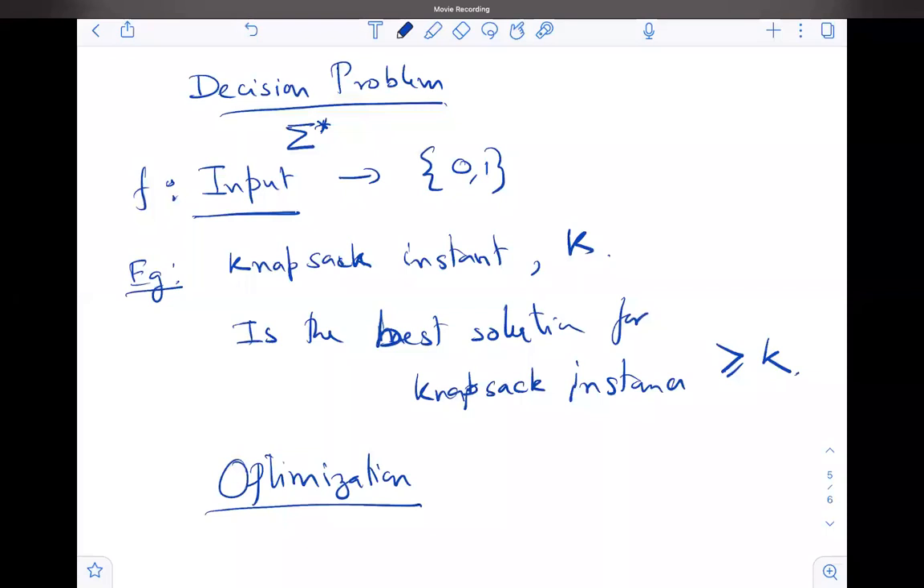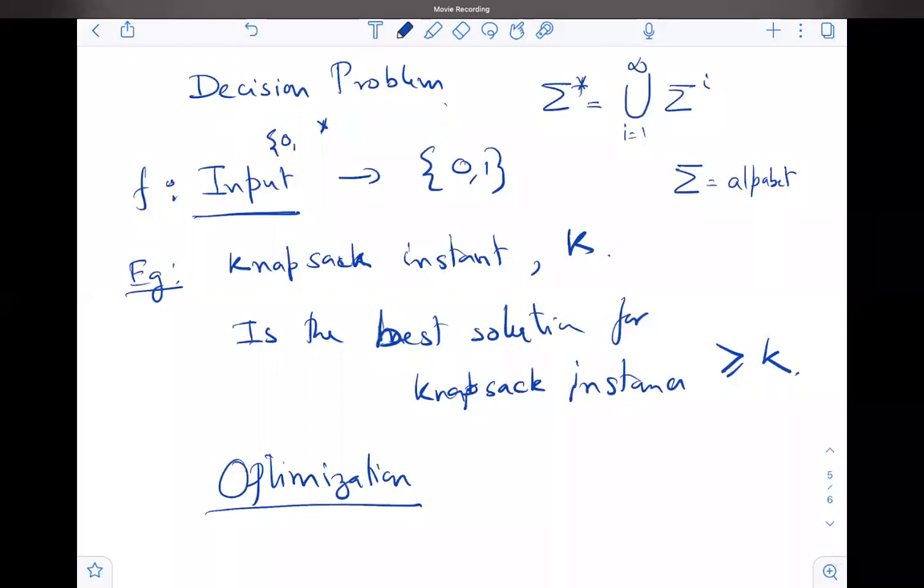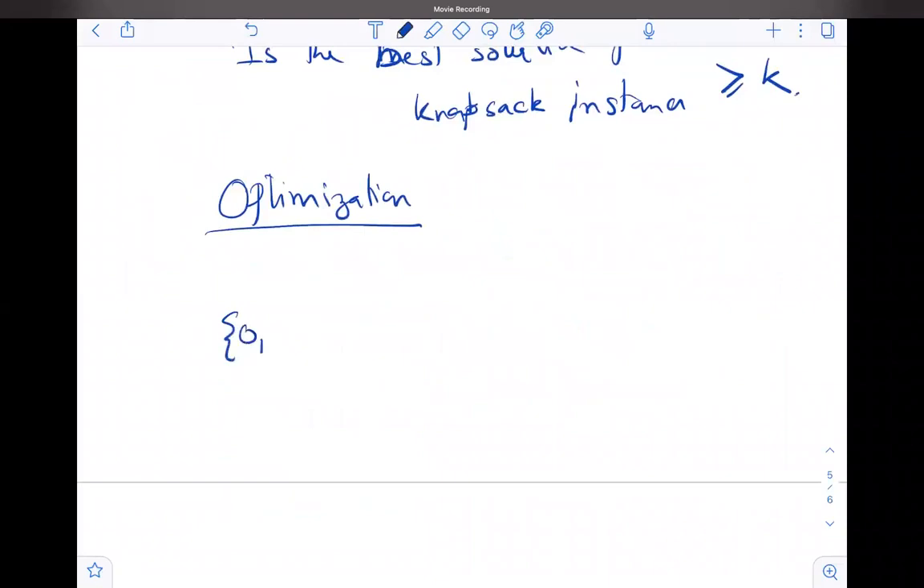Do you know what this quantity is? It is the union over i equals 1 to infinity of sigma to the power i. Sigma is some alphabet, a finite set. So think of {0,1}^n. What is {0,1}^5? It is {0,1} cross {0,1} and so on, a binary string of length 5.